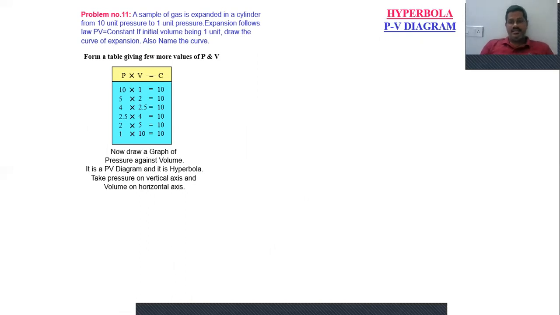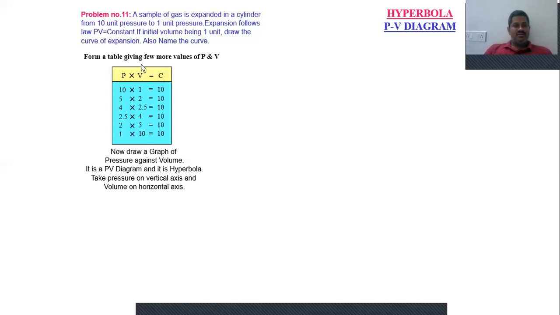Now let us draw a hyperbola, which is a PV diagram. He is given some values. The pressure-volume PV equal to constant curve we have to draw. It is a hyperbola. A sample of gas is expanded in a cylinder from 10 unit pressure to 1 unit pressure. Expansion follows the PV equal to constant law. If the initial volume is 1 unit, draw the curve of expansion. This is the problem.